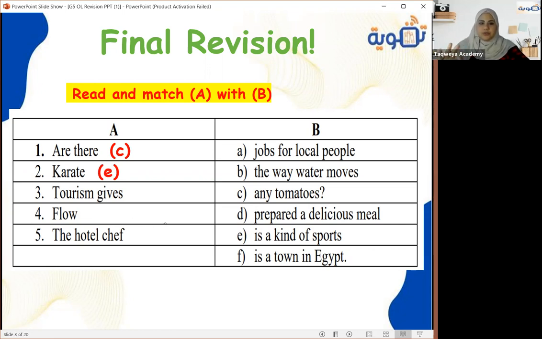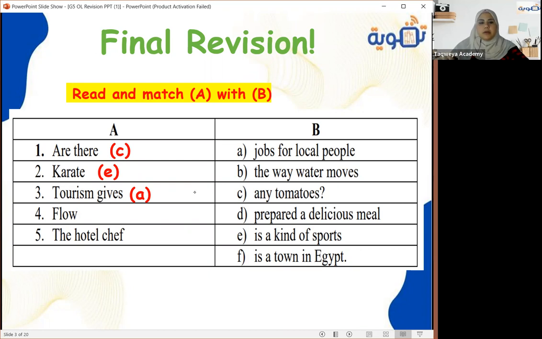Number 3, tourism gives. Here, let's complete the meaning for the verb. Gives what? Yes, it's number A. Tourism gives jobs for local people. If you remember, we spoke about ecotourism, and it's even better than normal tourism, and it gives jobs for local people.